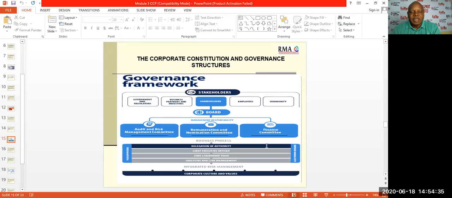Of course, the board has overall oversight, but it is the responsibility of management to make sure that the decisions of the board are carried along. And the board functions through various committees. We have the Audit and Risk Management Committee, Remuneration and Nomination Committee, and then of course the Finance Committee. So everything has to be cascaded down in order to create a corporate culture and value system that will drive the operations of the organization.